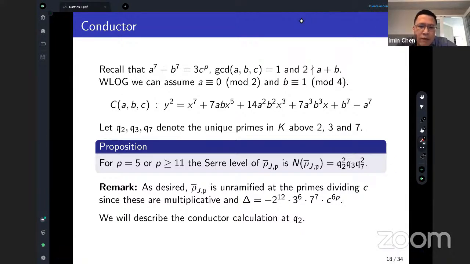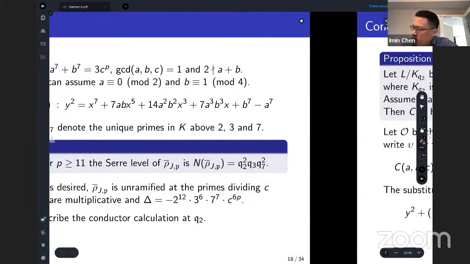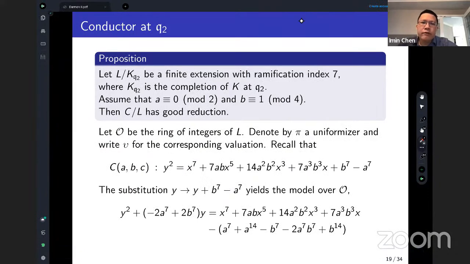But let me describe at least the conductor calculation at the prime 2. If this were an elliptic curve, we would just put it through Tate's algorithm. But for hyperelliptic curves, one does not have a general Tate's algorithm in all characteristics, although recently there have been some works by Dr. Chen and his collaborators for odd characteristic.